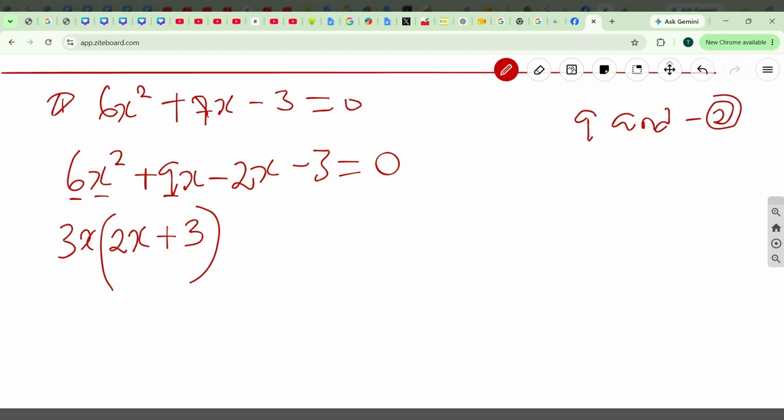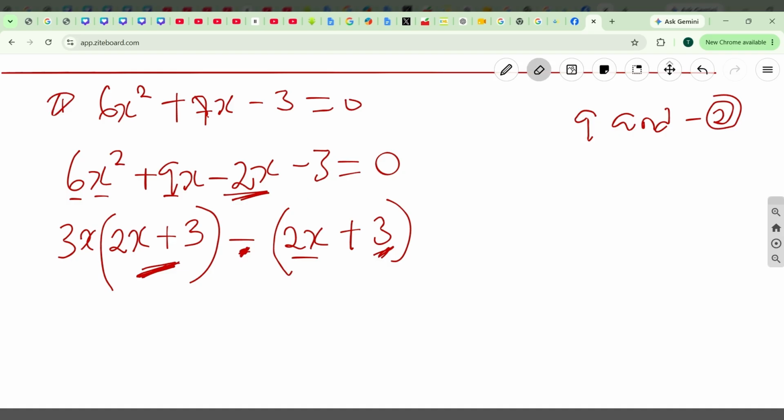And then what I have left here is the negative sign. I'll just rewrite what I have in this bracket down here. So if I do that, negative multiplied by 2x is negative 2x. Negative multiplied by positive 3 is negative 3. So you see, I was able to factorize that in less than a minute also.